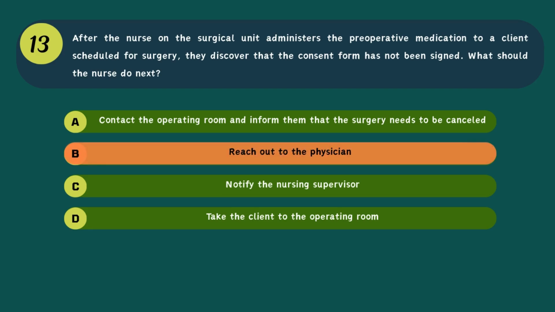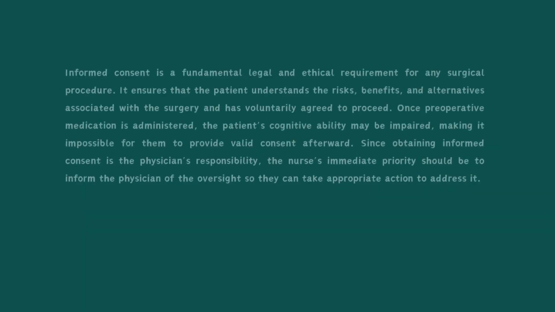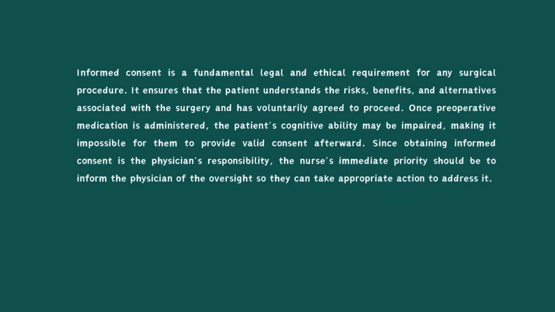Correct answer. B. Reach out to the physician. Informed consent is a fundamental legal and ethical requirement for any surgical procedure. It ensures that the patient understands the risks, benefits, and alternatives associated with the surgery and has voluntarily agreed to proceed. Once preoperative medication is administered, the patient's cognitive ability may be impaired, making it impossible for them to provide valid consent afterward. Since obtaining informed consent is the physician's responsibility, the nurse's immediate priority should be to inform the physician of the oversight so they can take appropriate action to address it.